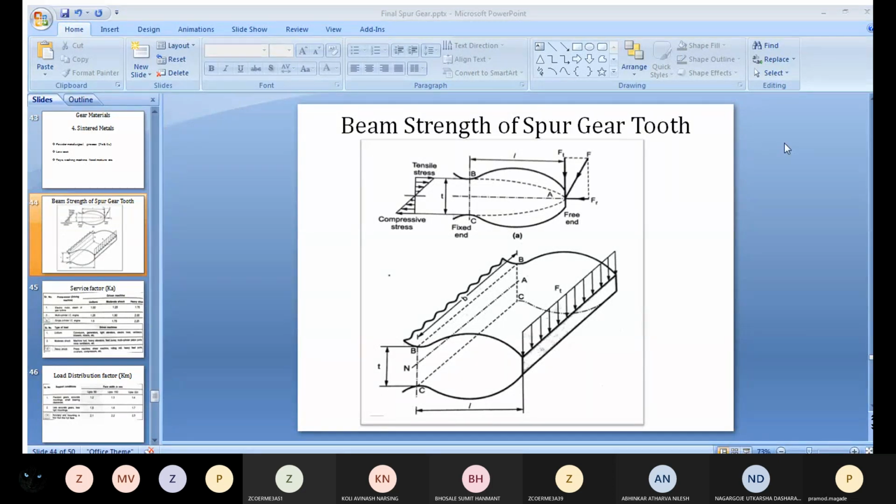Now, from here onwards, we are going to start the actual design parameters, the design of the spur gear. Before that, whatever we have seen are the theoretical parts. Out of those theoretical parts, only force analysis is the important one, and the rest is totally theory based. So from here onwards, we are going to start the design of the spur gear, and for that we will have to see the beam strength of the spur gear.